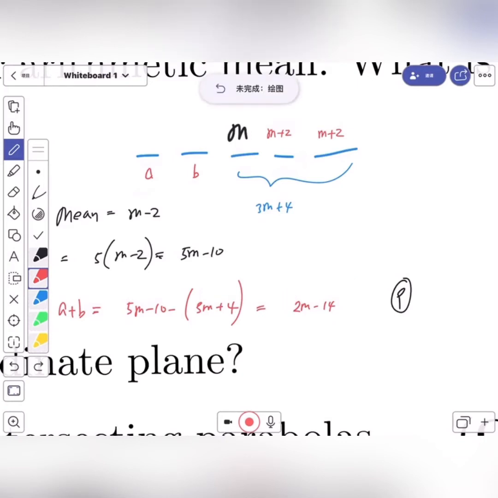Now, what if m is equal to 8? Well, if m is 8, then the sum of a plus b is equal to 2 times 8 minus 14, which is equal to 2. However, we know that a and b must be distinct and they must be positive. But the only way for a plus b to equal 2 with a and b positive is 1 plus 1, and they're not distinct. So, therefore, the least value of m is 9.